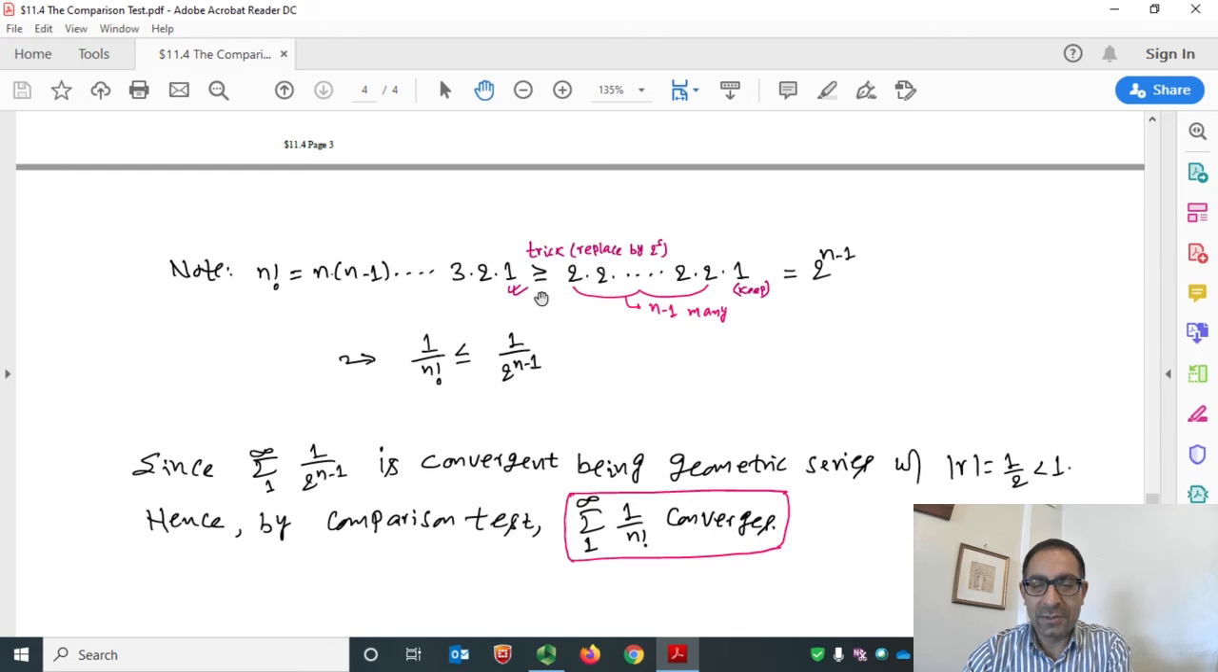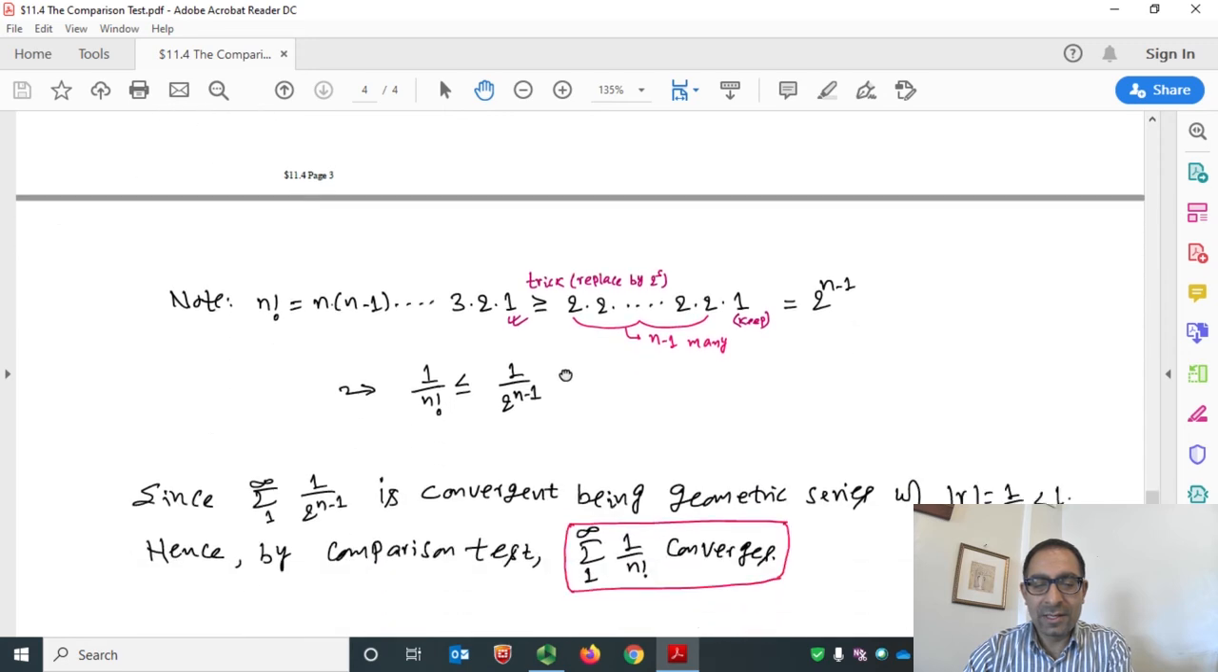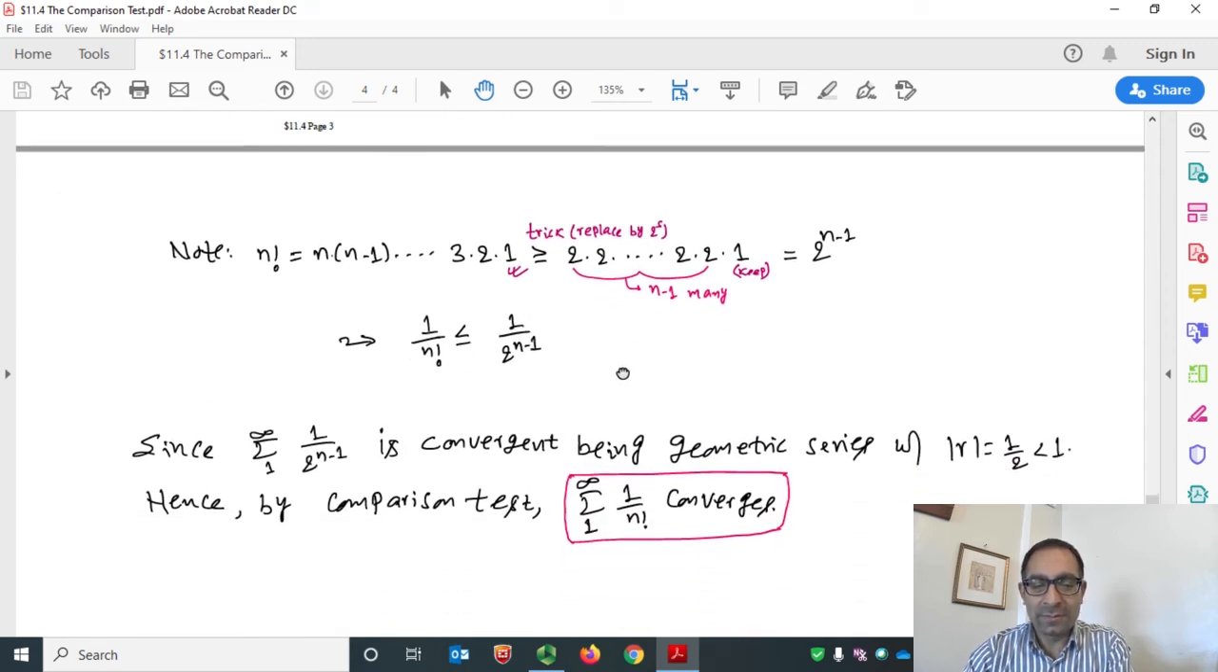I hope this makes sense to you all. And we replace n many terms, right? Keeping 1 as it is, then I'm replacing from 2 to n, meaning a total of n minus 1 terms. So how many 2's are there? n minus 1. So 2 to the power n minus 1. Then this 1 over n factorial, I can bound above by 1 over 2 to the power n minus 1.